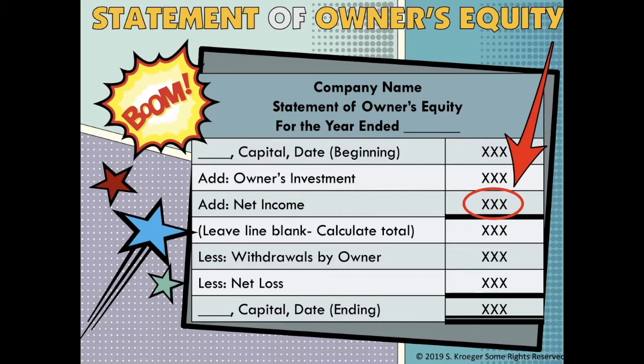Please note that you are never going to have both net income and net loss at the same time. It will be one or the other. Subtract these numbers from your previous total to arrive at ending capital. Note that this would be your beginning capital for the next time period. The ending capital is needed to prepare the balance sheet next.